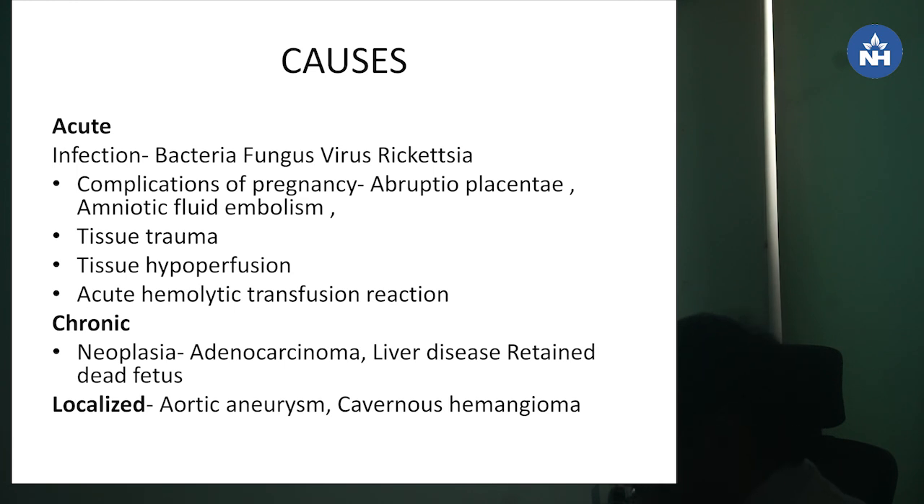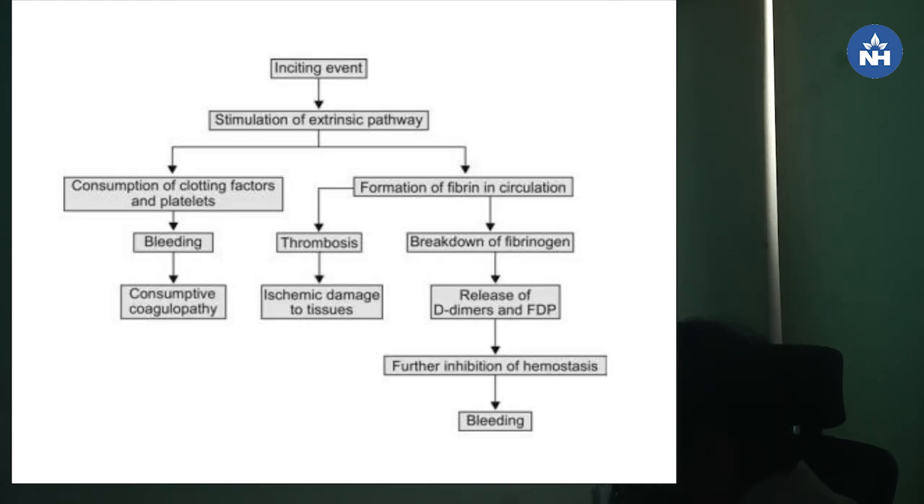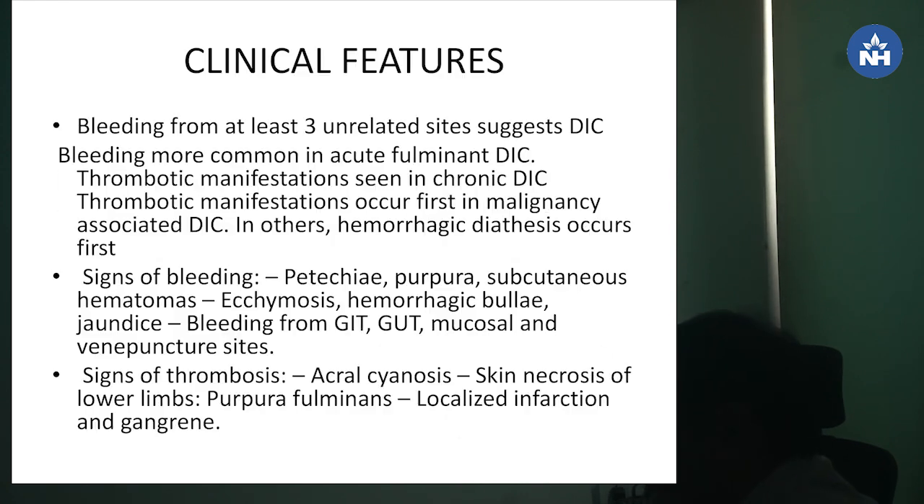Chronic DIC is mainly caused by neoplasia, adenocarcinoma, liver disease, retained dead fetus, and localized causes like aortic aneurysm or cavernous hemangioma. Pathophysiology: an inciting agent stimulates the extrinsic pathway, which leads to consumption of clotting factors and platelets, leading to bleeding. Formation of fibrin in the circulation leads to thrombosis and ischemic changes. The fibrin ultimately breaks down, releasing D-dimer and FDP, which can also lead to bleeding. So DIC can lead to both bleeding or thrombosis, depending on the situation.